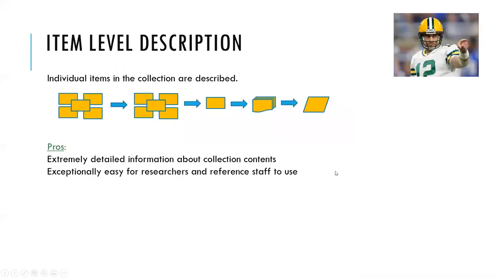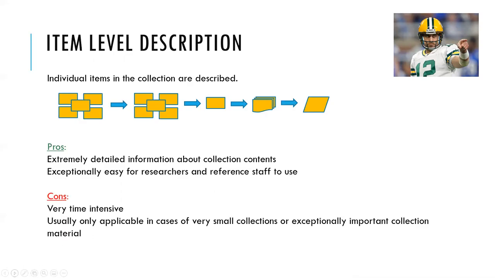So next we'll talk about item level description. So in item level description, individual items in the collection are described. So some pros: extremely detailed information about collection contents. This is exceptionally easy for researchers and reference staff to use. As you might imagine, it's very time intensive and usually only applicable in cases of very small collections or exceptionally important collection material.